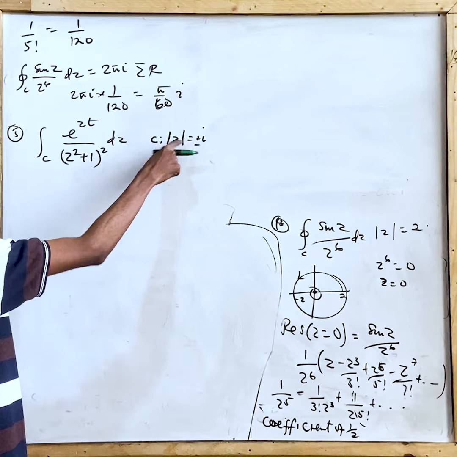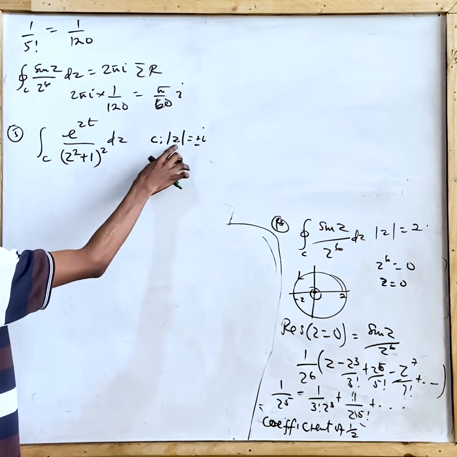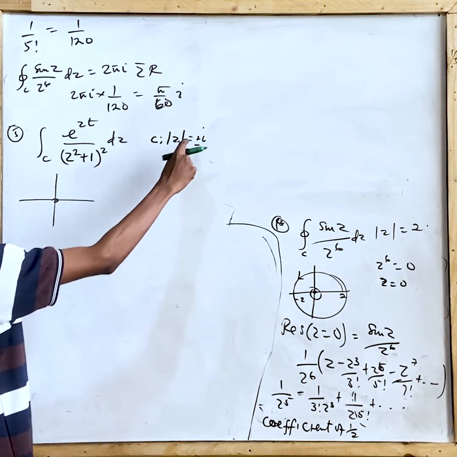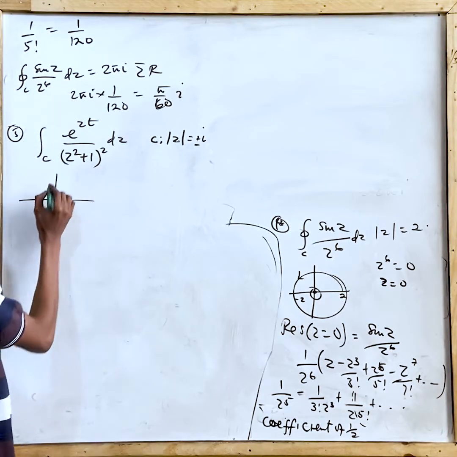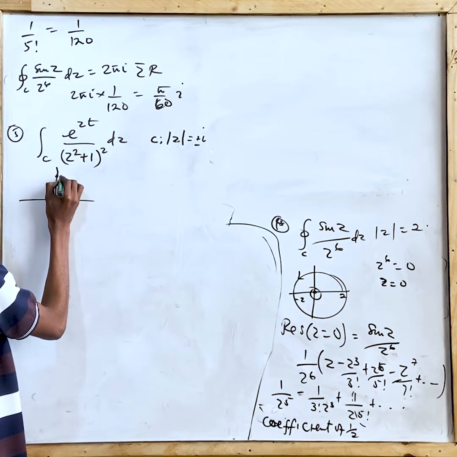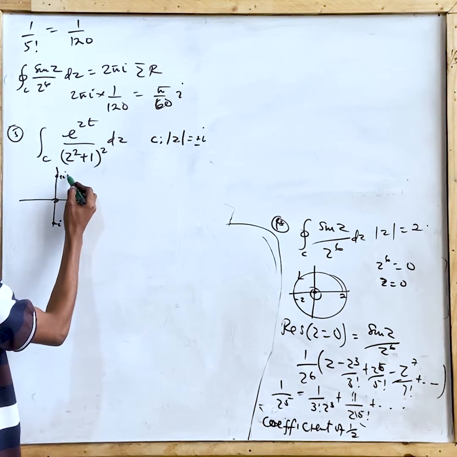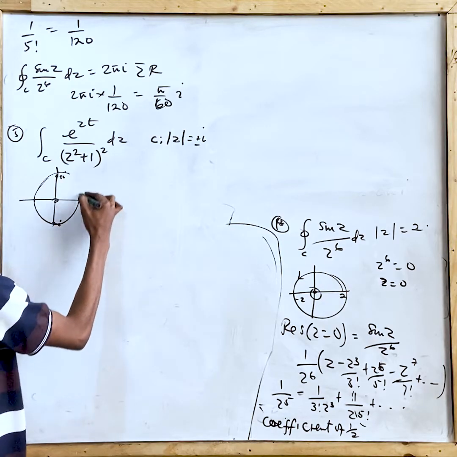So from here now, the circle is centered at 0. The radius is what? I and minus I. It means that we are taking the radius along the imaginary axis. Let's say this is plus I and the other one here is minus I. So this will be our radius. I'll just put my contour like this. It will pass through I and minus I.